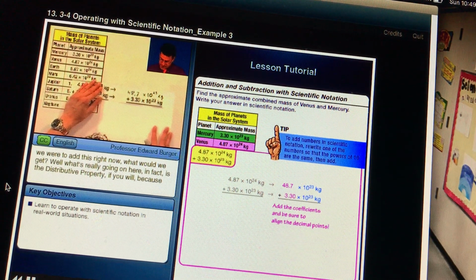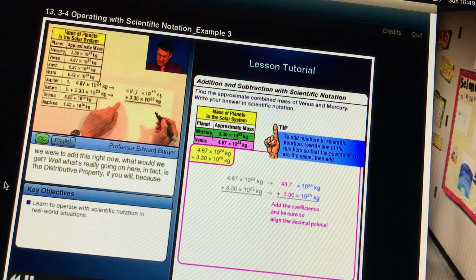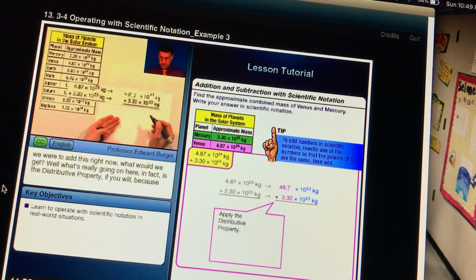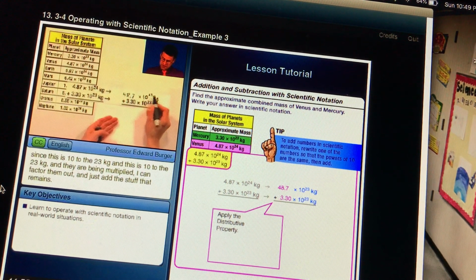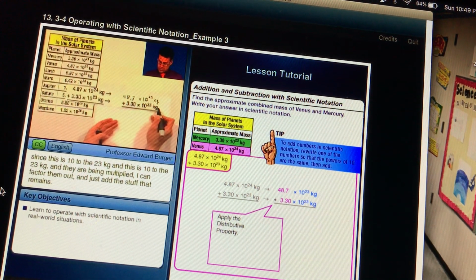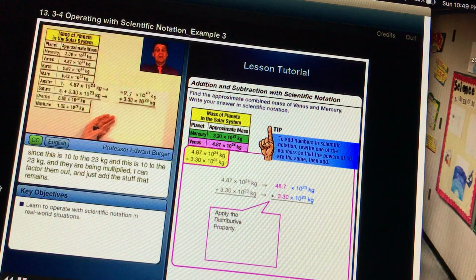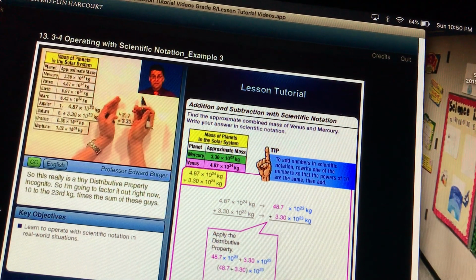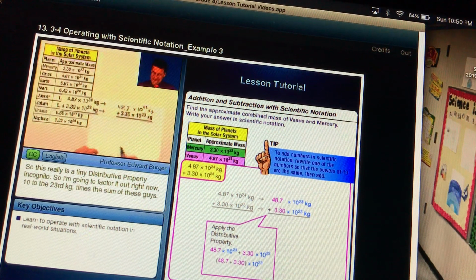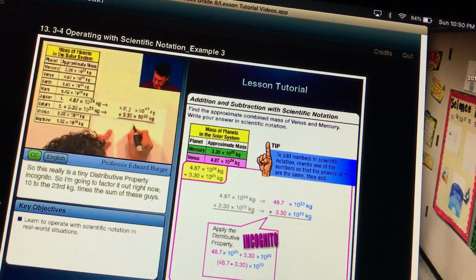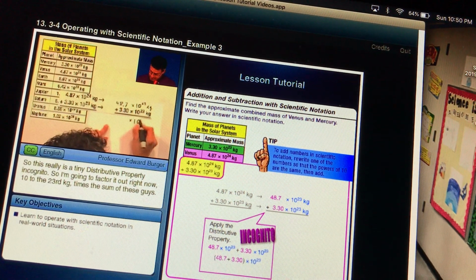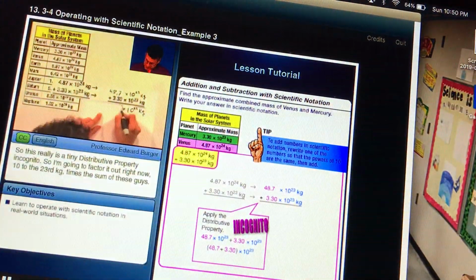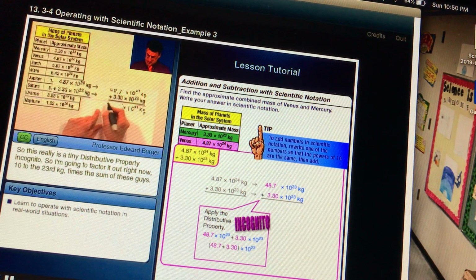If we were to add this right now, what would we get? Well, what's really going on here, in fact, is the distributive property, if you will. Since this is 10 to the 23 kilograms, and this is 10 to the 23 kilograms, and they're being multiplied, I can factor them out, and then just add the stuff that remains. So this really is a tiny distributive property incognito. So I'm going to factor it out right now: 10 to the 23rd kilograms times the sum of these.